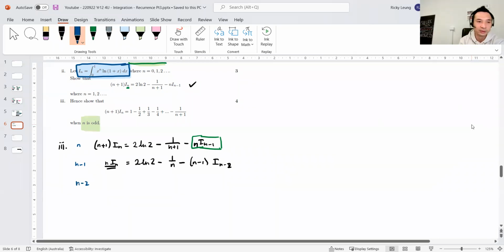Maybe a bit easier. So when n minus 2, if I sub in n minus 2 into the original, I sort of get n minus 2 plus 1, that's n minus 1, I_n. So this term here is 2 ln 2 minus 1 on n minus 1. You can see the pattern, right? Every time the fraction goes down by 1, the minus goes up by 1. So we're doing n minus 3. Right, so we're going to be subbing in.